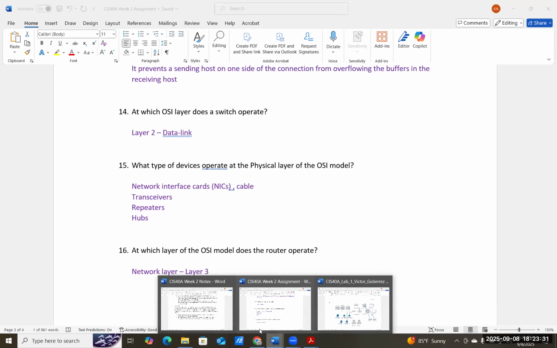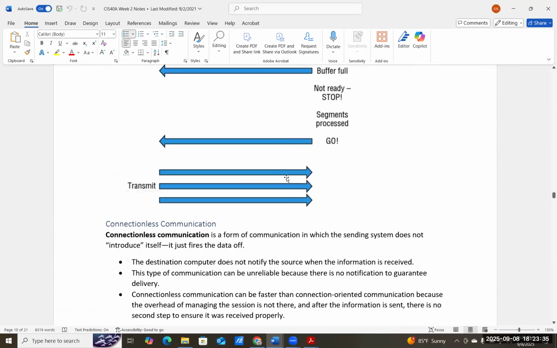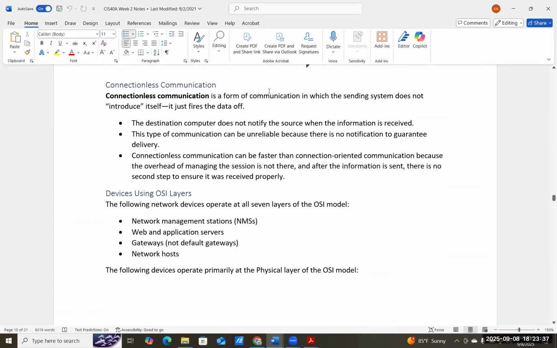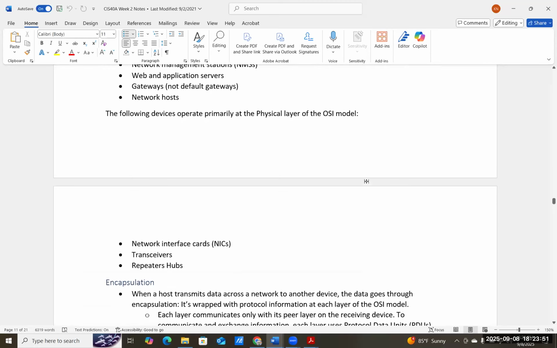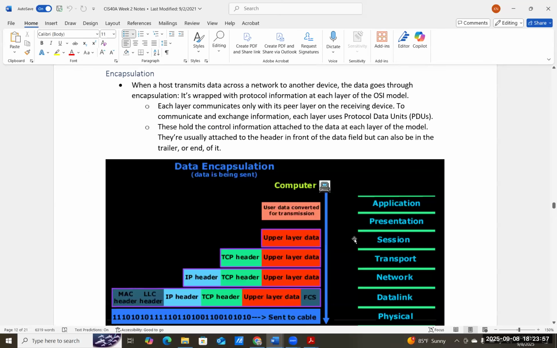Okay, so where can I find this information in my notes? After flow control, you can go down and it talks about connectionless communication, where it doesn't notify the source that it needs to receive. So it could just send whenever. And then the devices of the OSI layers, we touched on this just now, so you can go here. And I want to mention a little bit about encapsulation.